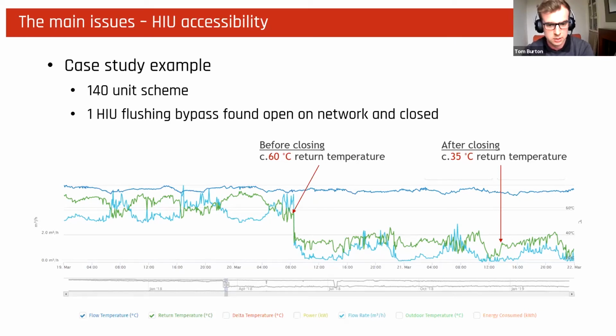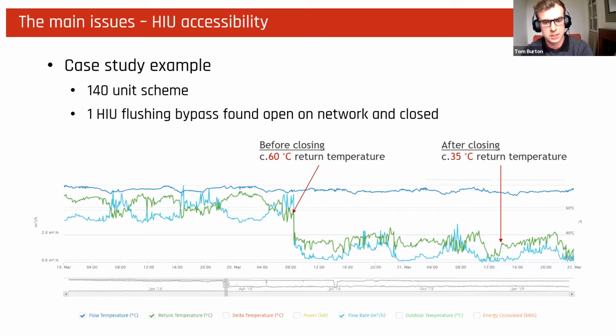And then you can see in the middle, about 8 o'clock on the 20th of March, this was a couple of years ago, one bypass which we'd identified through remote review of the data. We found that all of these performance issues were caused by this one bypass above an HIU.